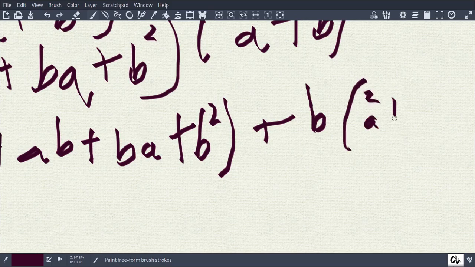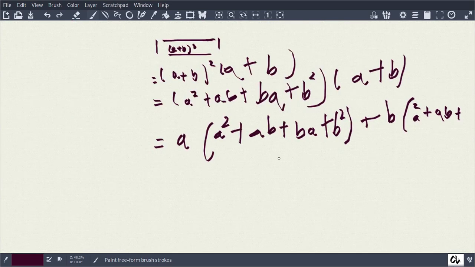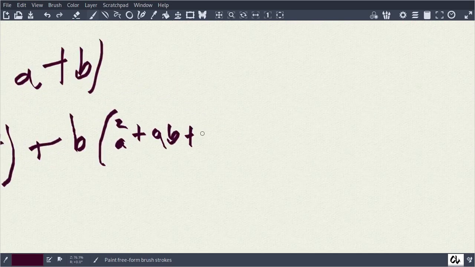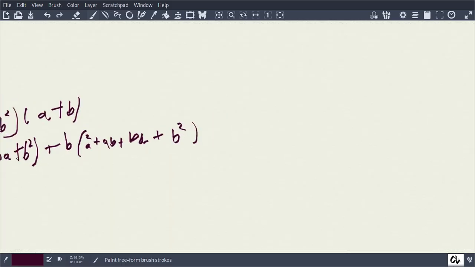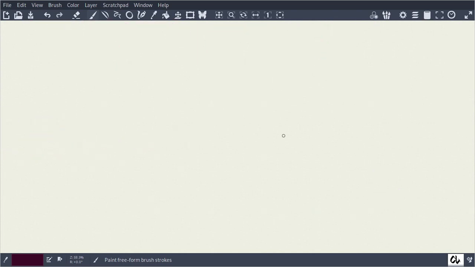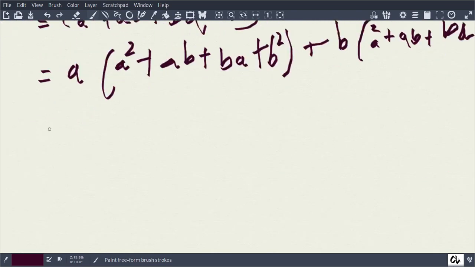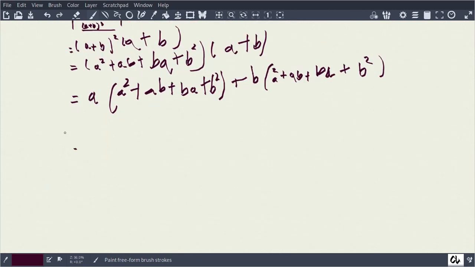A squared plus ab plus ba plus b squared. Now why am I doing this? I'm telling you again, I want the coefficients of everything right here to be 1, because we do not know what the coefficient is, and this is why we want the coefficient of everything to be 1.